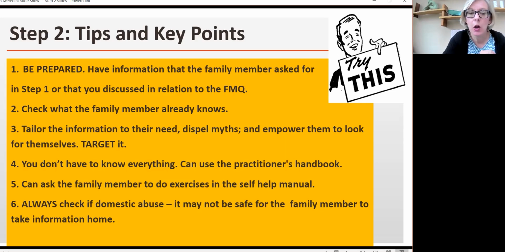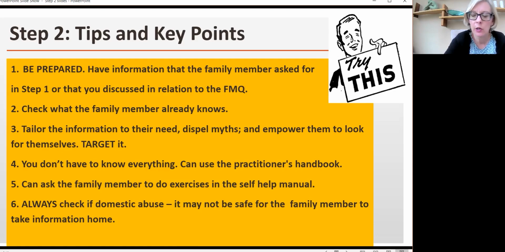Secondly, before you start to give lots of information, do check what they already know. Sometimes providing information they already have can be counterproductive, and the family member feels you're not really personalising things for them. Importantly, don't just provide lots of information. Do provide it targeted and relevant, and empower the family member to look for information on their own.